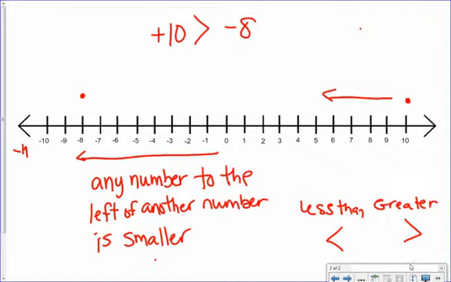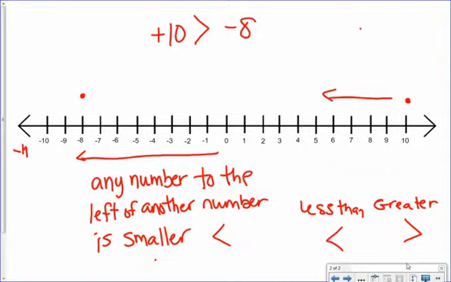Okay, so I know that this is hard. It's a hard concept, and we're going to practice tomorrow and throughout the rest of the week because you need to be able to understand this kind of problem. So remember, anything to the left of one number is going to be smaller than that number, so it'll be less than. I think that will be okay for now.